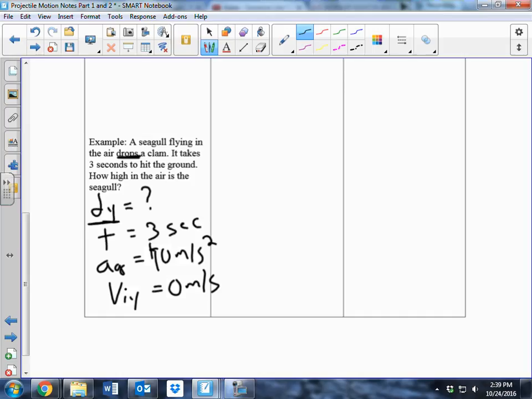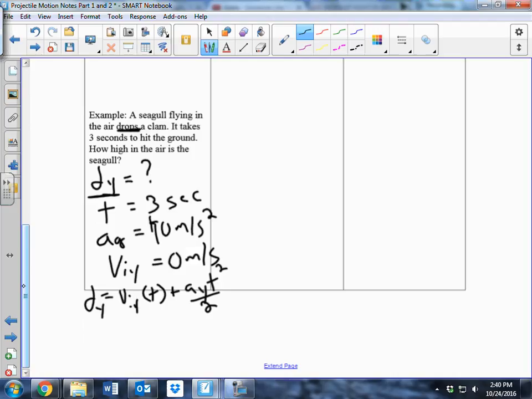Okay, so now look for the equation that has distance, time, acceleration, and initial velocity. Your answer should be dy equals viy times time plus ay t squared divided by 2. Notice I'm putting all of the x's and y's on there. And notice, like I said, x and y's don't mix, so I don't have any x values in here. So now I just plug in and solve. I have dy equals 0 times 3 plus 10 divided by 2 times 3 squared.